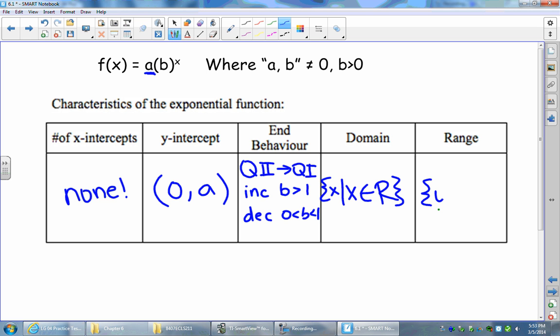Okay, for my range, well, I know that I'm never going to cross the x-axis. If I never cross the x-axis, my y is always going to have to be greater than 0. It never touches the x-axis. Okay, but beyond that, y can be an element of the reals, as long as it's greater than 0.